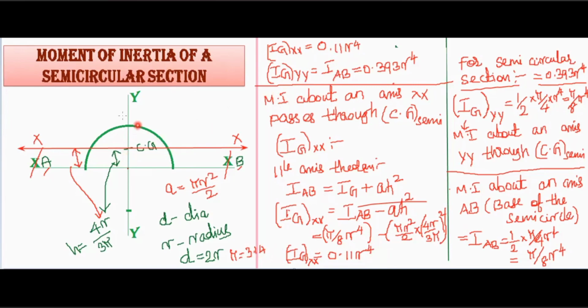Same way, the moment of inertia with respect to the YY axis passing through the center of gravity, or the moment of inertia with respect to the axis AB, which is the base of the semicircle, is also equal to 0.393 r power 4. Okay, guys. I hope you understand clearly.